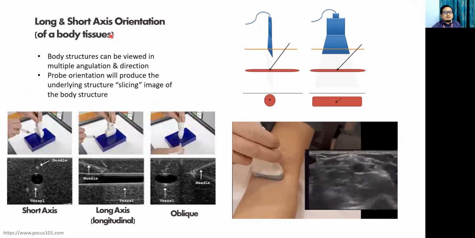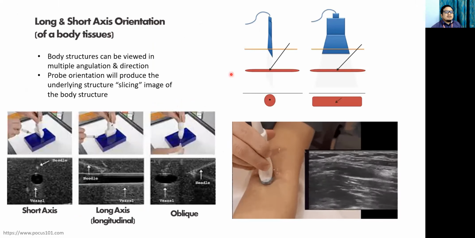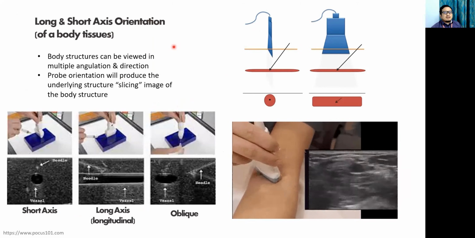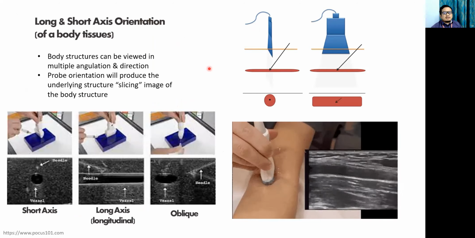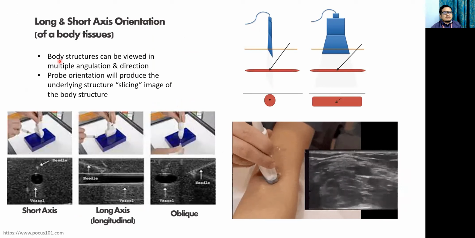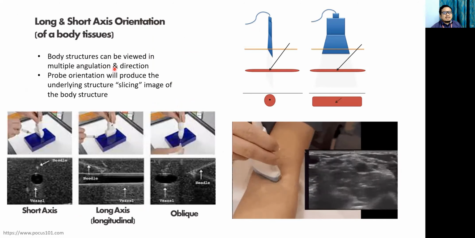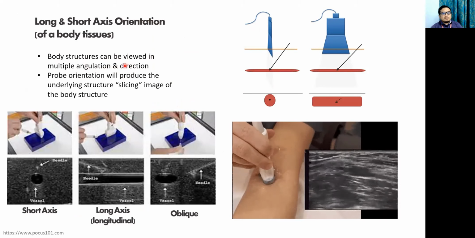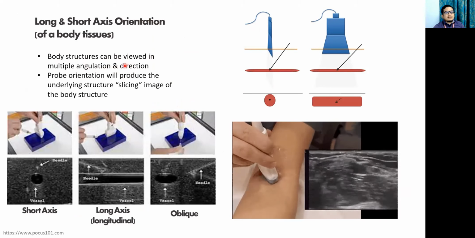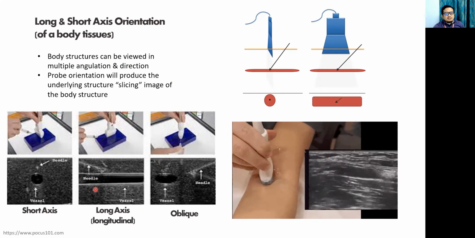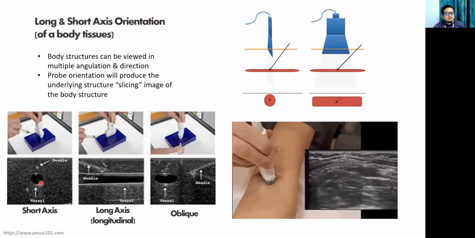Another one is the orientation of the structure, long and short axis orientation, especially when we talk about structures in the body, such as the vessel. Body structures can be viewed in multiple angulations and multiple directions, depending on how you move the probe. Probe orientation will produce a slicing image of the underlying body structure. As you can see here, this is a short axis.